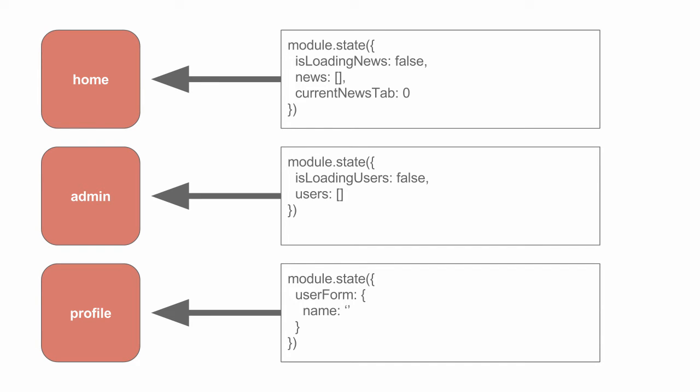So let us imagine an application with three modules: home, admin, and profile. Each of these modules defines their own state, their own signals, and their own services. An example of state could be an is-loading news indication, a news array, and the current tab active in the UI. Similar state is added for admin and profile.